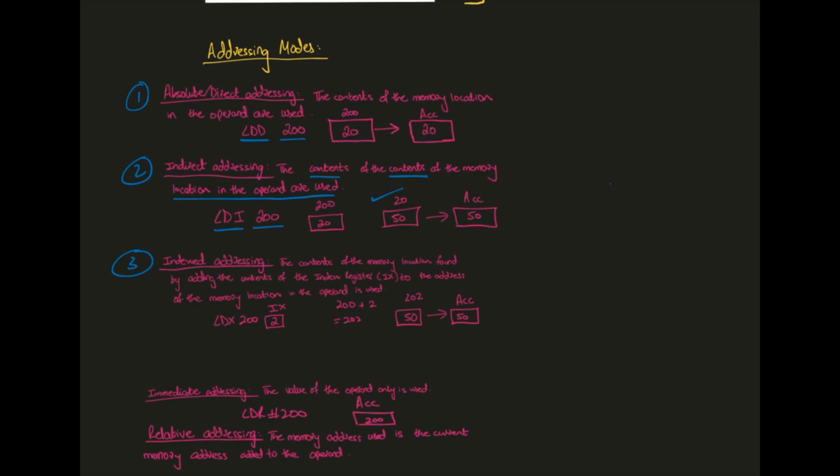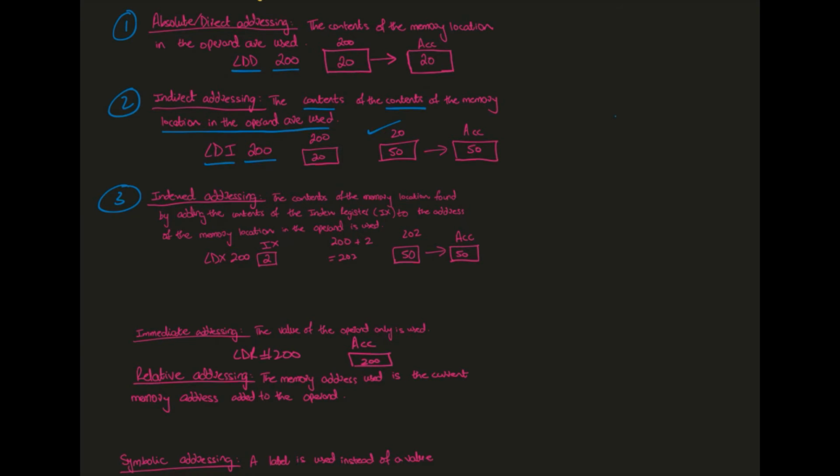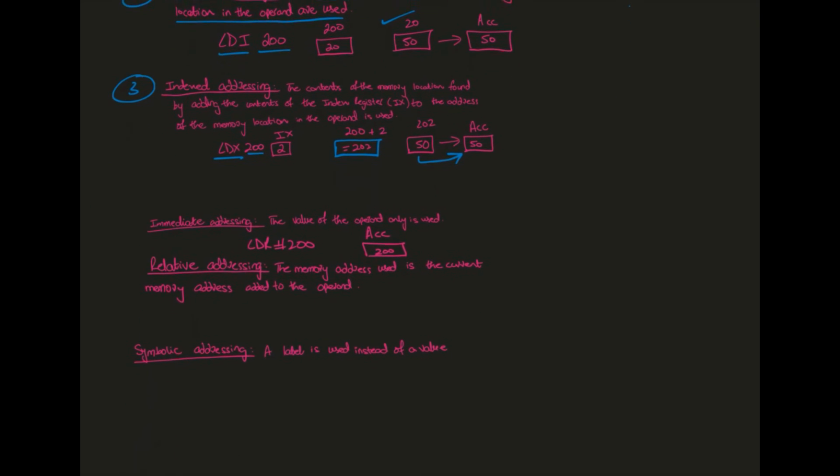Now we move on to indexed addressing. The contents of the memory location found by adding the contents of the index register to the address of the memory location in the operand is used. So let us assume we have LDX, which is the opcode. So LDX 200 means that you are adding 200 with the value of the index register, which is 2 in this case, and that brings us to a total of 202. This 202 is your address from where you take out the 50 and then put it into the accumulator. So this is how indexed addressing works.